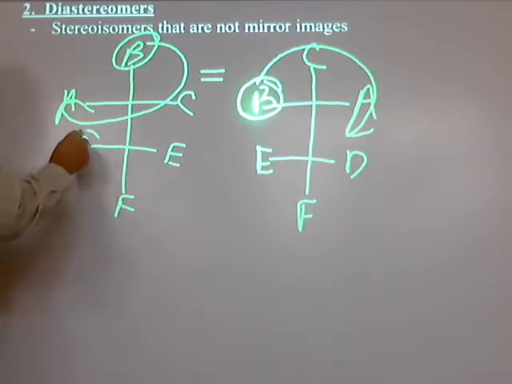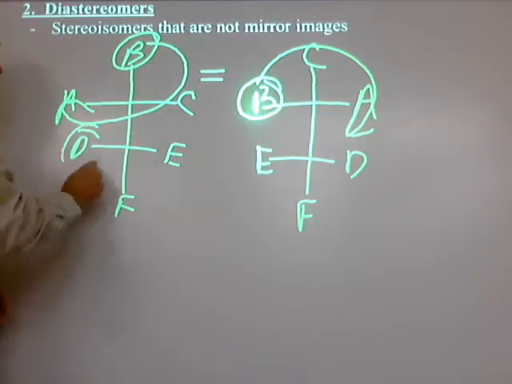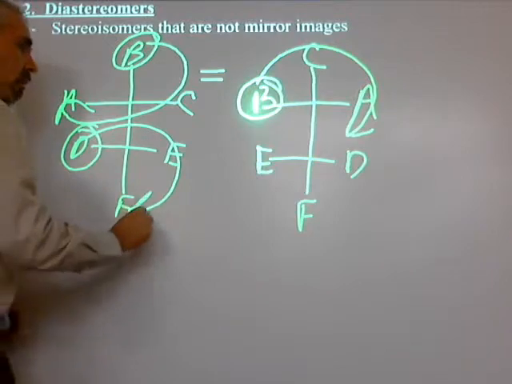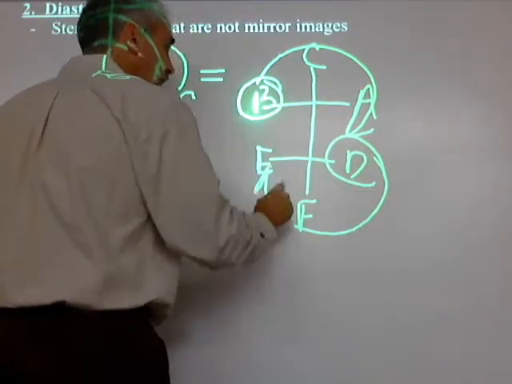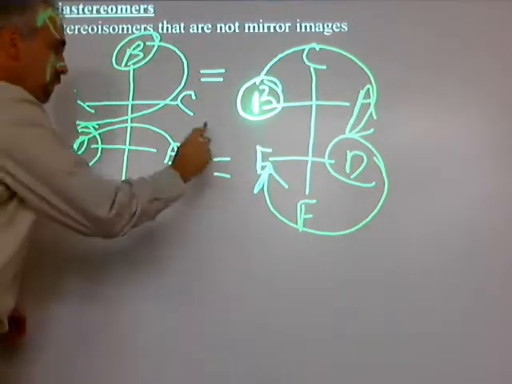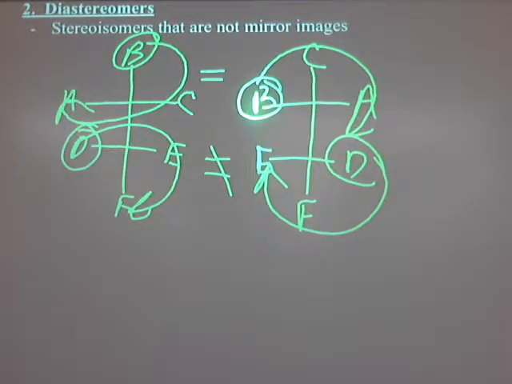Let's try it down here. Doesn't matter which one I chose. I chose that guy up here. I'll choose this guy here. D, E, F. D, F, E. Is the bottom identical? No. I know it's a diastereomer. How about that? I know that's a diastereomer.